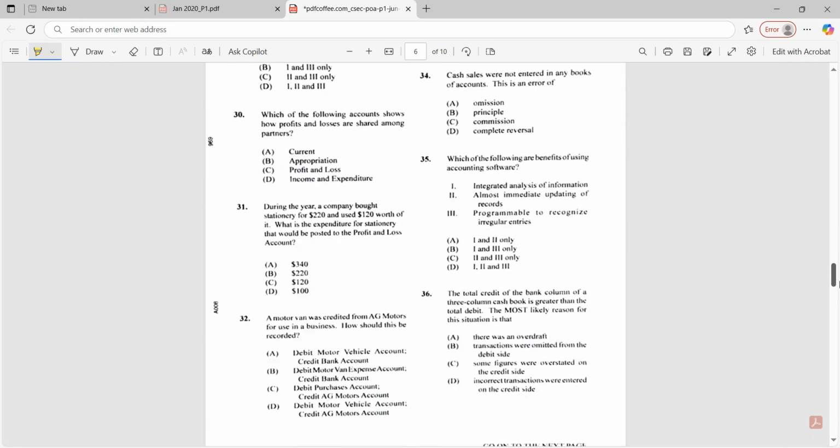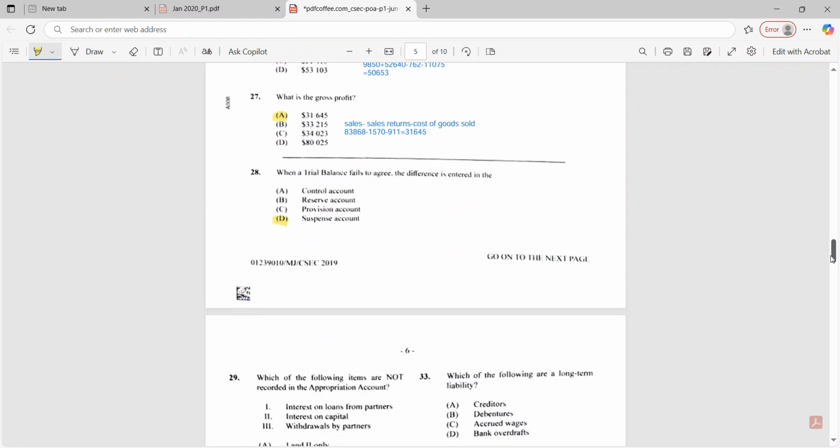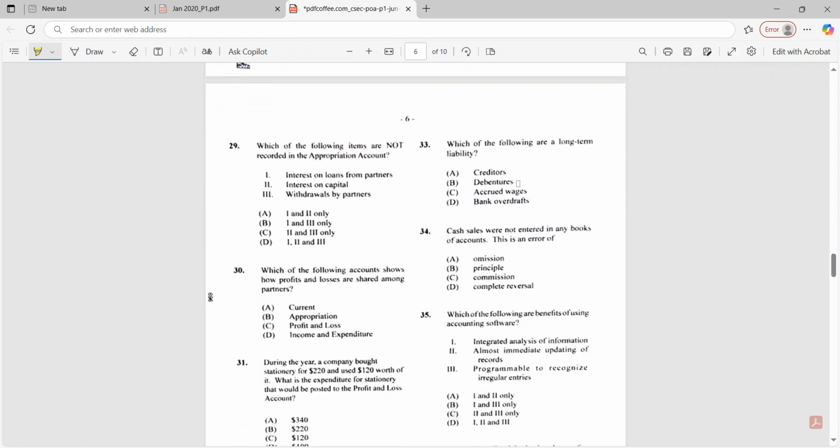All right, so we move on. Which of the following items are not recorded in the appropriation account? Is it interest on loans from partners, interest on capital, or withdrawals from partners? So number 29, our answer would be B, 1 and 3.